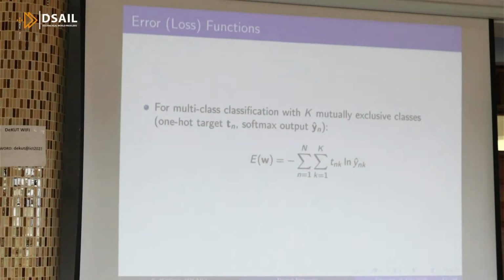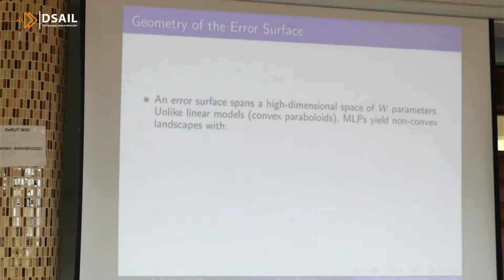Okay? For multi-class classification with mutually exclusive classes, I already spoke about it, one hot target. Your target is going to be one hot, something like this, 1000010001. All right. We use a softmax output. Again, softmax is an exponential. You can take the logarithm, and this is how it's going to look.